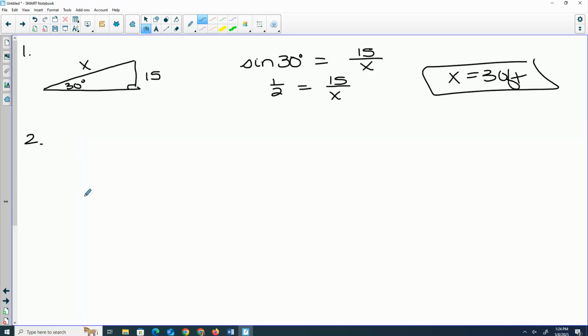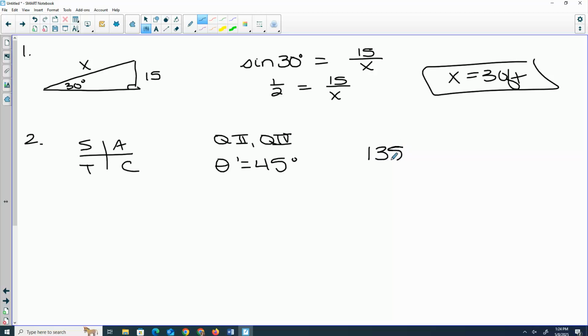Number 2, first you have to think about quadrants. Tangent and cotangent do the same thing. They're positive in 1 and 3, so it'd be negative in 2 and 4. So we'll have an answer in each. And you can also fill out a unit circle if that helps. If cotangent is 1, that means tangent is 1, and that happens at 45 degrees. So 45 degrees in quadrant 2, 180 minus 45 is 135. In quadrant 4, 360 minus 45 is 315.